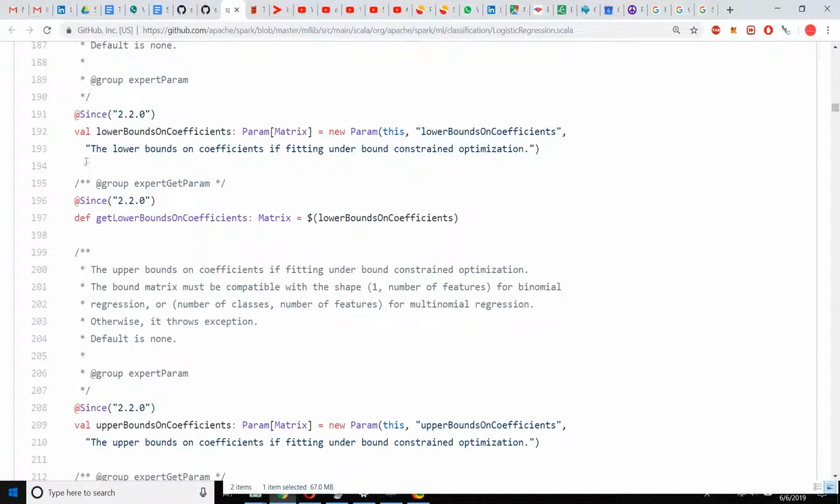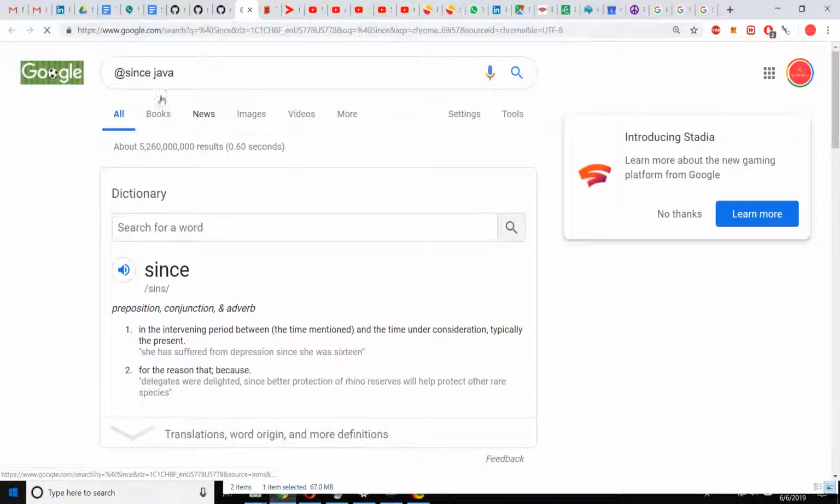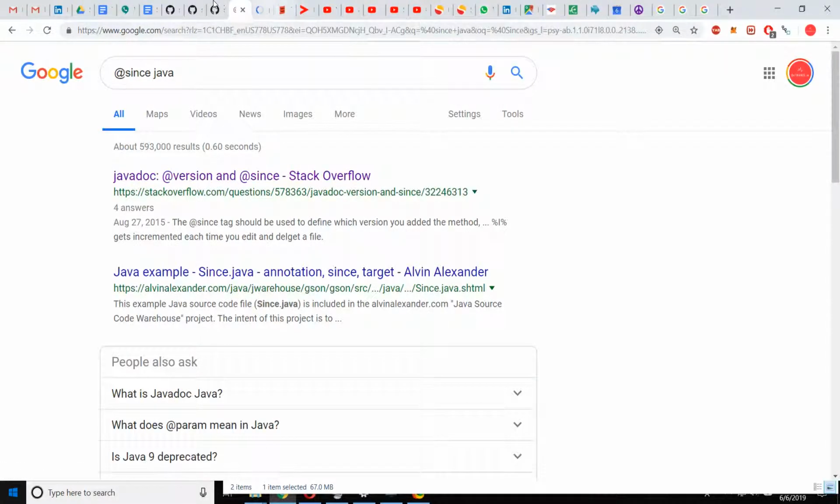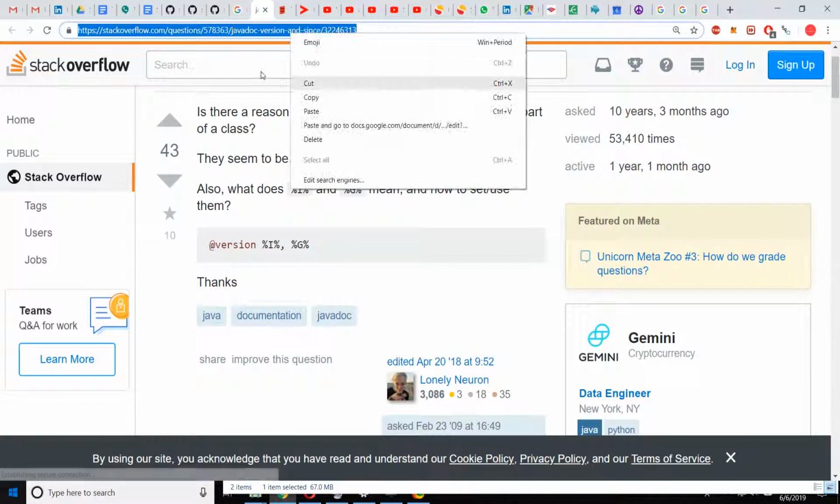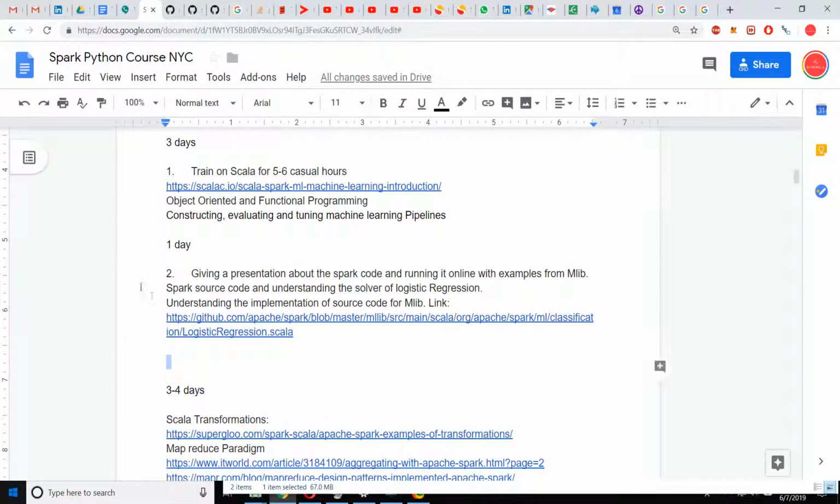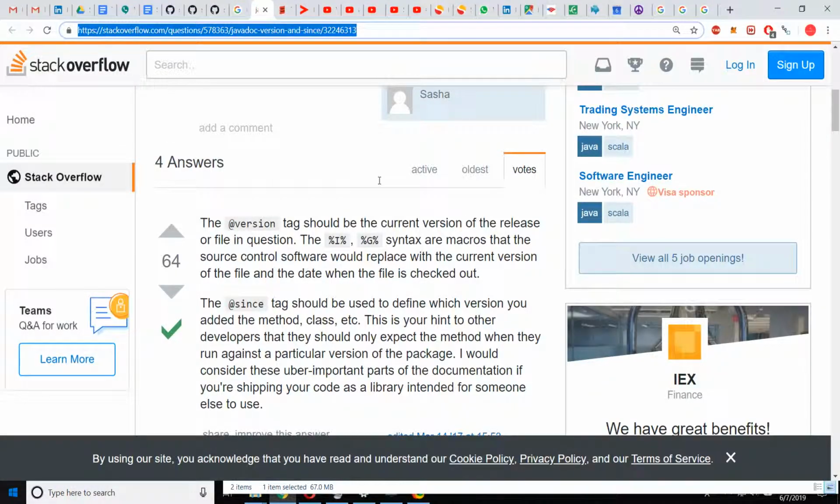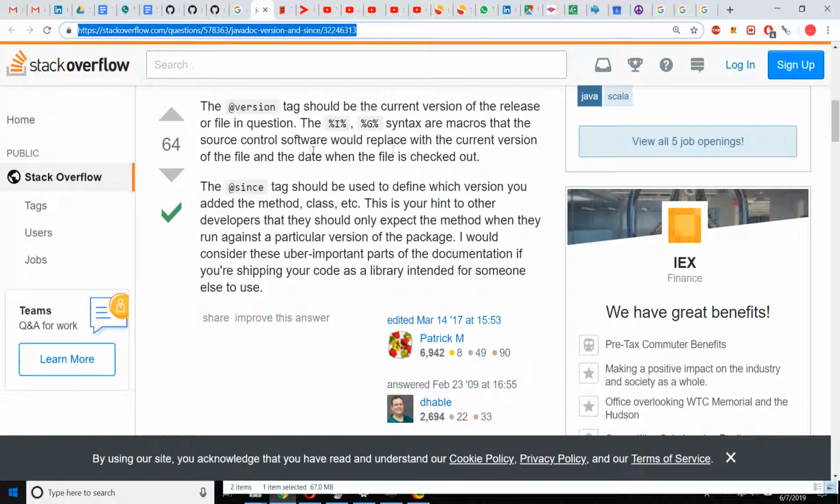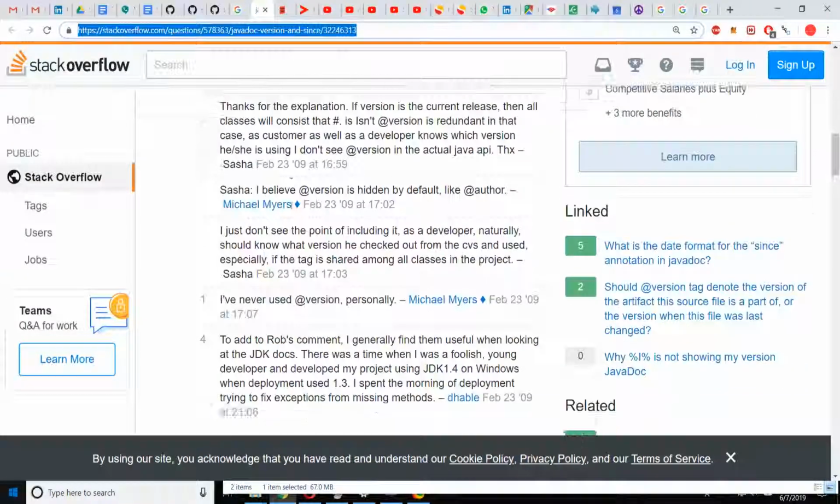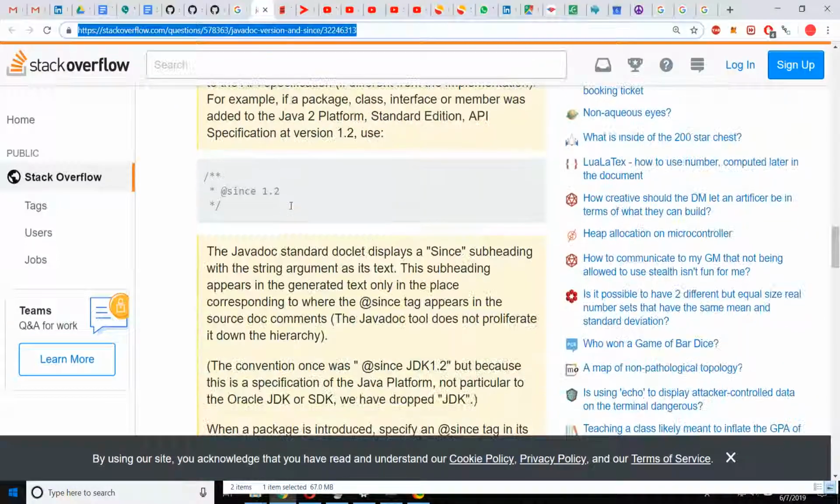Then you also have the @Since annotation. What does this mean? This is coming from Java, the version annotation. So you have to keep adding and exploring this kind of stuff and start explaining this code. The @Since syntax should be used to define which version you are adding the method to. This is your hint to other developers that they should only accept it when they are running against a particular version. I would consider these uber important parts of documentation if you are shipping the code. So that defines the version, and it's a Java-styled way of writing.